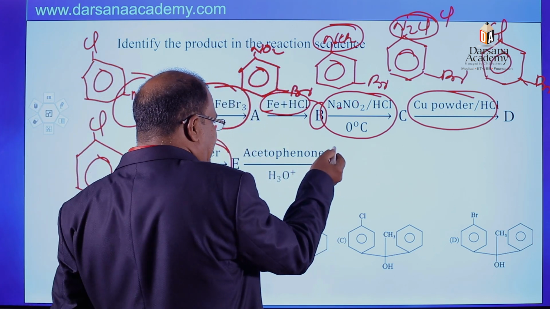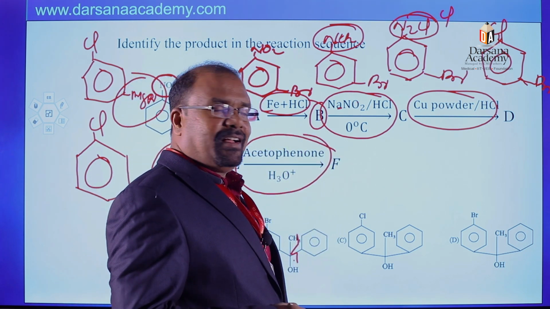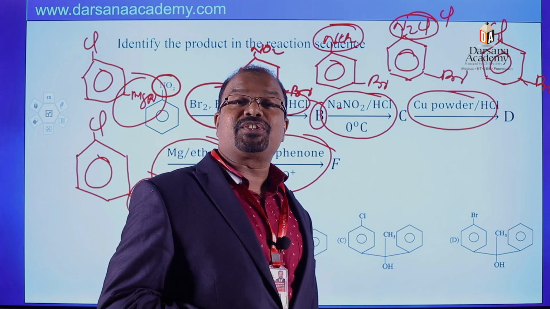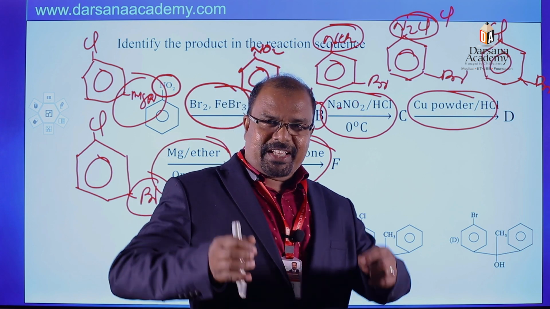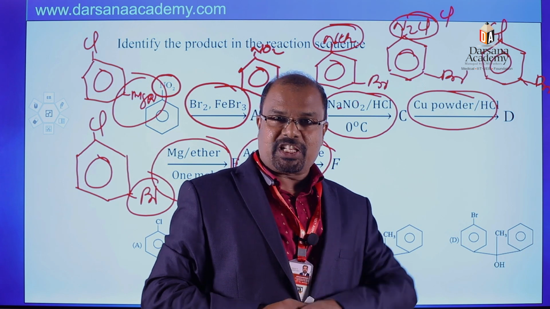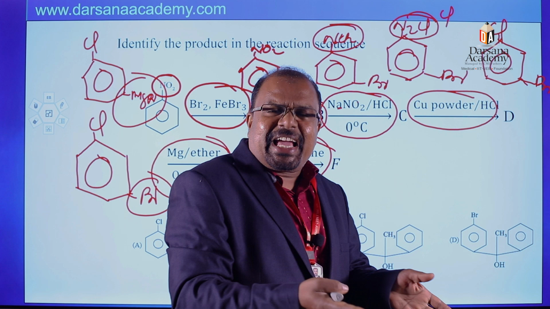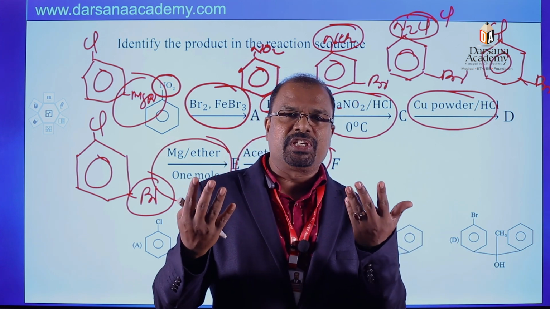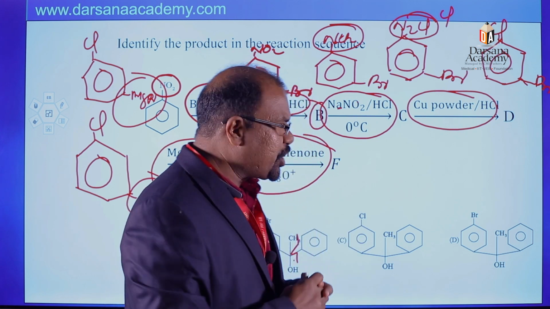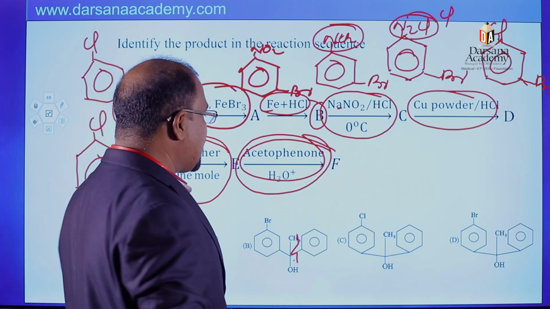The Grignard reagent reacts with a ketone or an aldehyde to form an alcohol. We know that Grignard reagents react with aldehydes and ketones to form alcohols. Formaldehyde will give a primary alcohol, other aldehydes, that means except formaldehyde, give a secondary alcohol, whereas a ketone will give a tertiary alcohol. Acetophenone is a ketone, so this will give an alcohol.